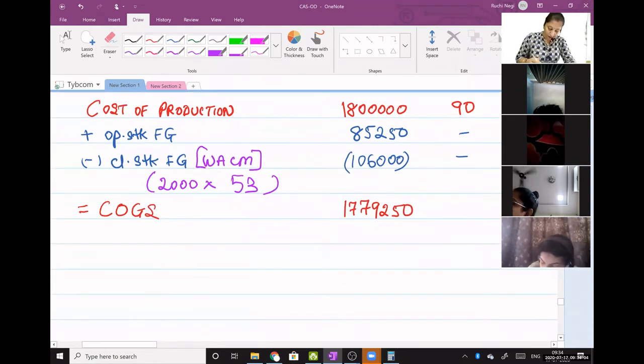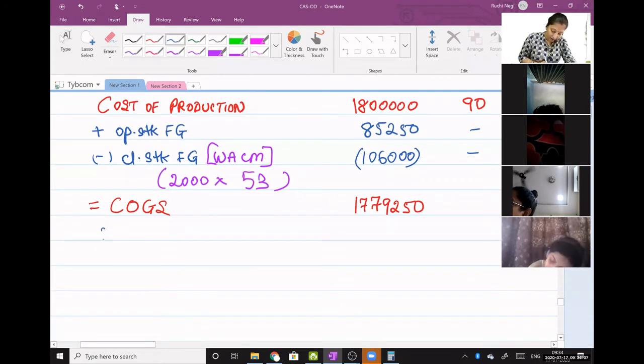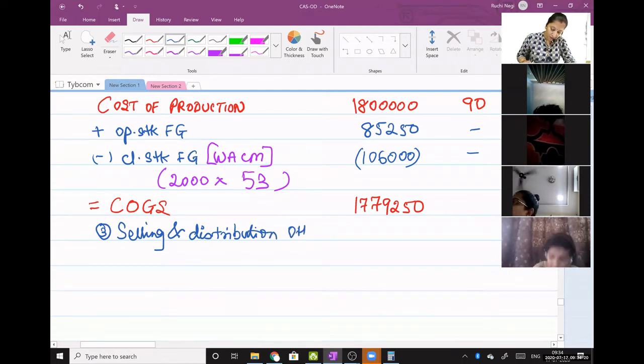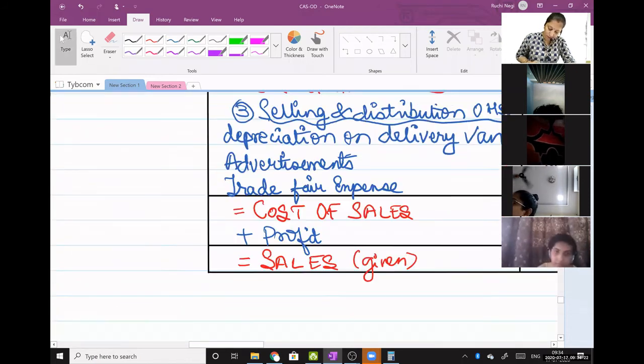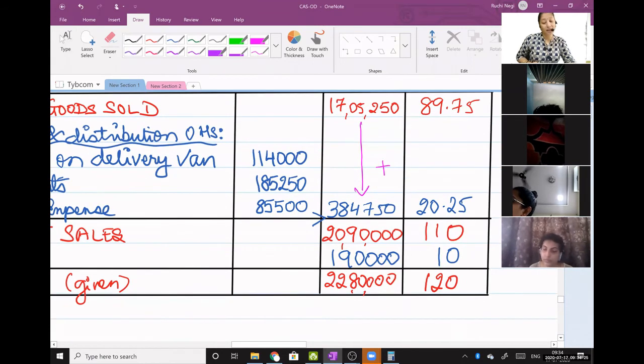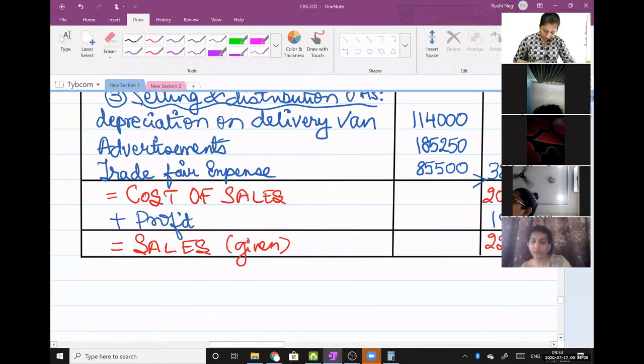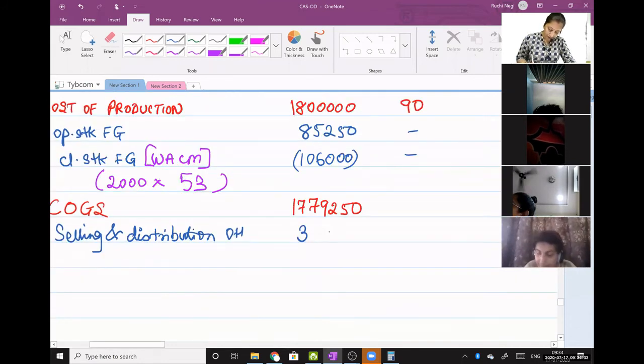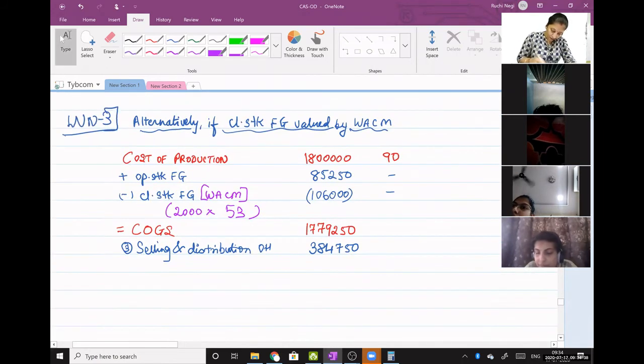Okay. And then I will add selling and distribution expenses or overheads. I will take the total directly. I'm not showing the breakup. It is already done with FIFO method. 384,750. Okay, this will give me what? This will give me cost of sales.